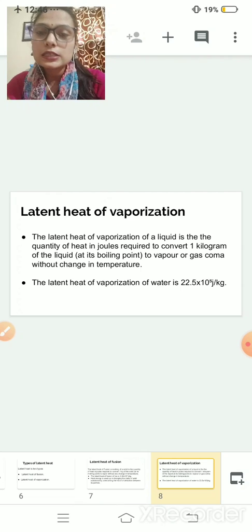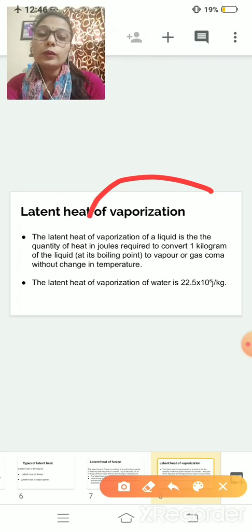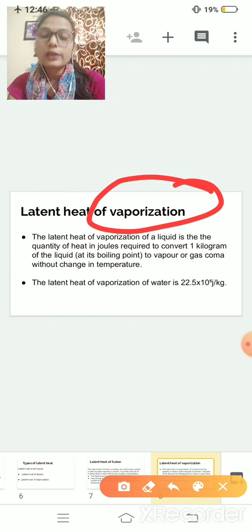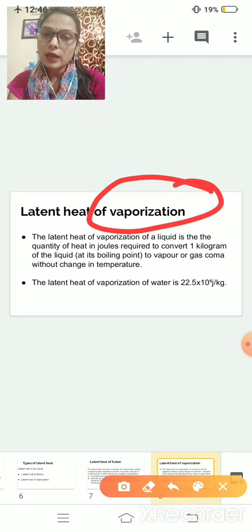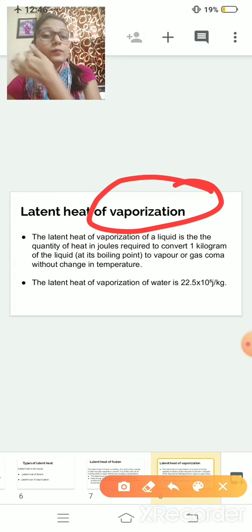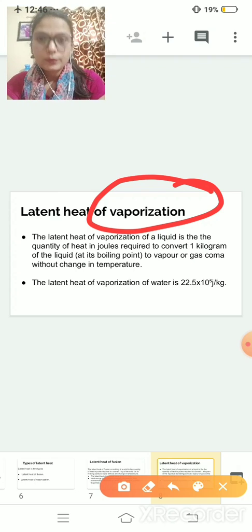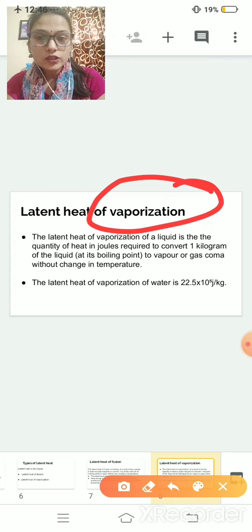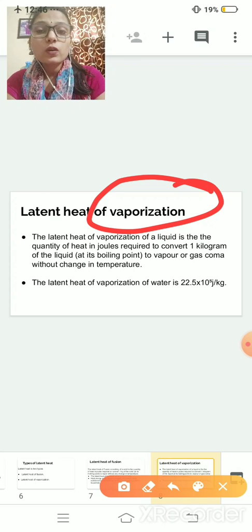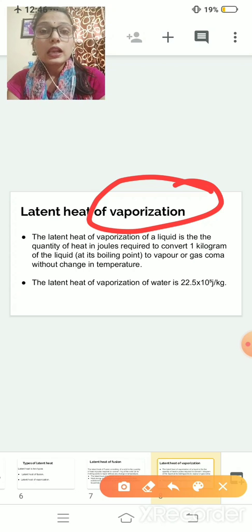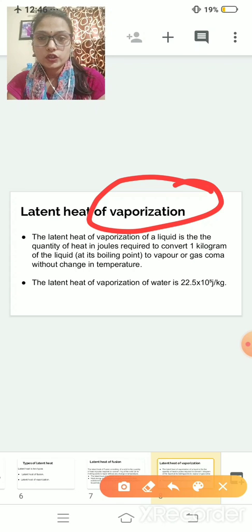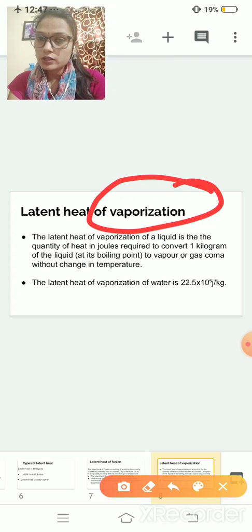Now, what do you mean by latent heat of vaporization? We know that. What do you mean by vaporization? Vaporization means your liquid is converted into gas. That process is known as vaporization. So what do you mean by latent heat of vaporization? That hidden heat which is required to convert liquid into vapor is known as latent heat of vaporization.